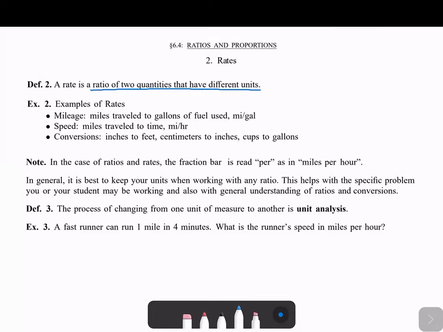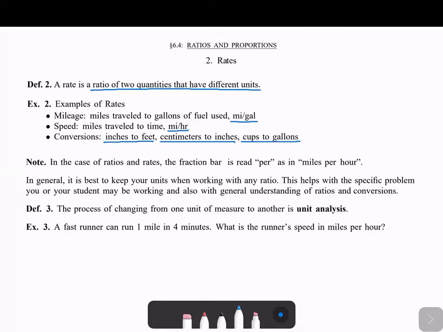So we see this all the time. Really common examples are with mileage, where you compare the miles traveled to the gallons of fuel used, so miles per gallon. Also with speed, how many miles traveled compared to time, so miles per hour. And then conversions, when we convert inches to feet, centimeters to inches, or cups to gallons, or any other unit conversion that we may do. So we see these all the time, and they just come up a lot.